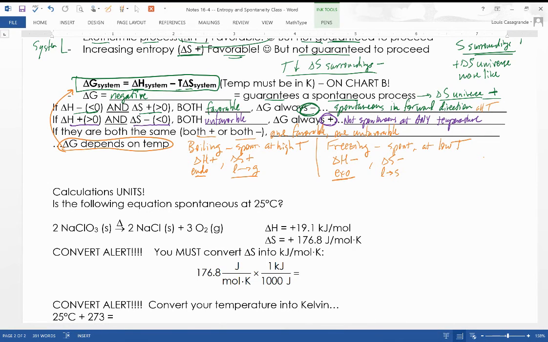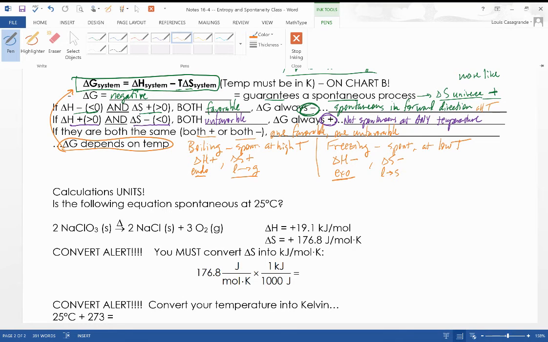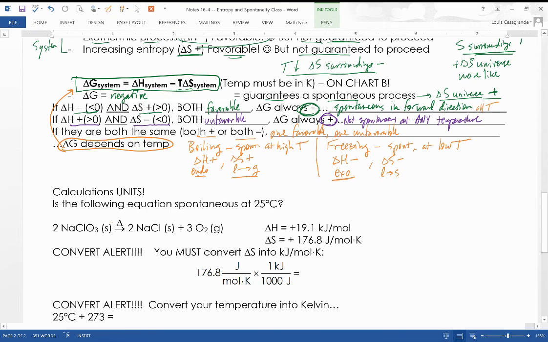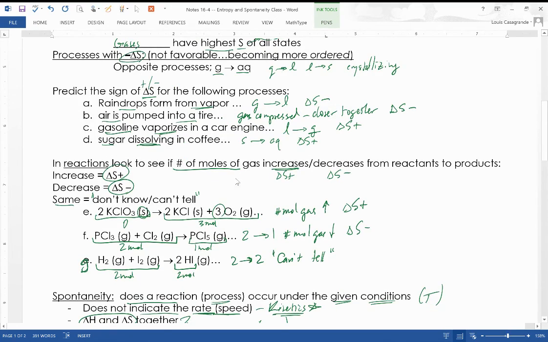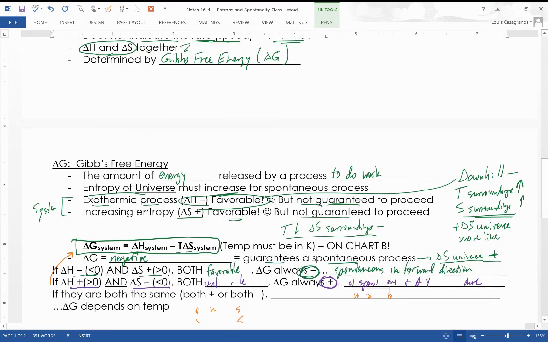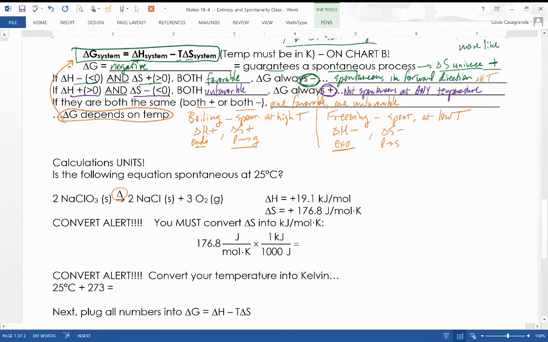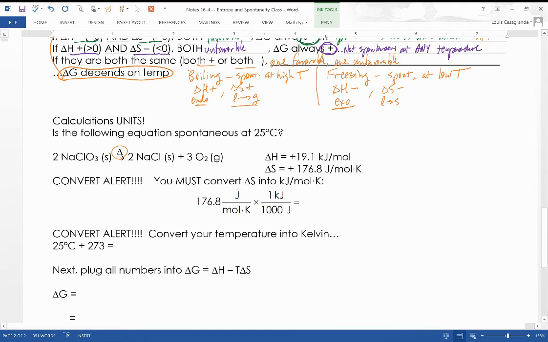So let's take a look at how we do these calculations, and then we'll be done with the lesson for the day. So here's a reaction. We've got sodium chlorate, and there's that little delta, so we know that we're going to have to heat it up. Have to put heat in. So that tells you that this might be a reaction that's dependent on having a high temperature. Now notice that the delta H is positive, the delta S is also positive. So just like boiling, this fits. This is going to need to be a higher temperature in order to be spontaneous.